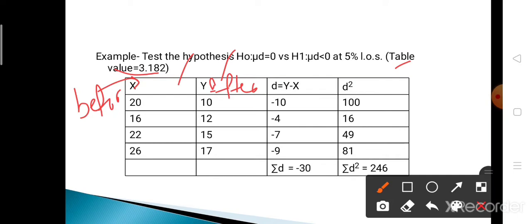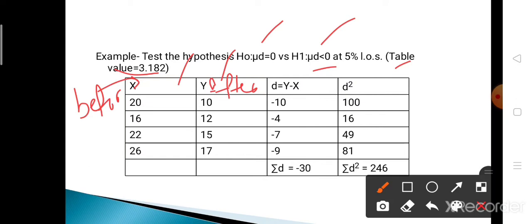Here H naught is mu d is equal to 0 and H1 is mu d less than 0, that means a one-sided left test. So the first step is to find out the d.